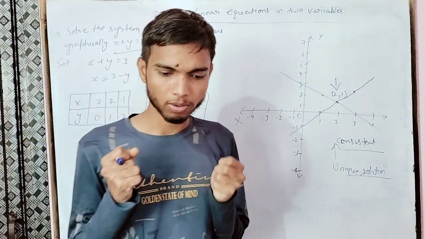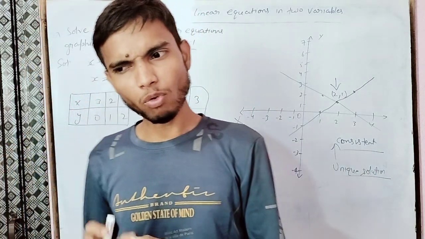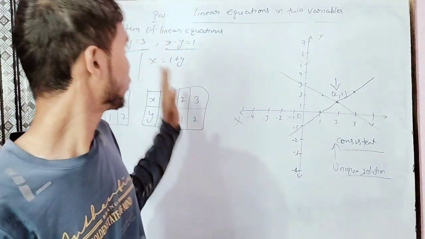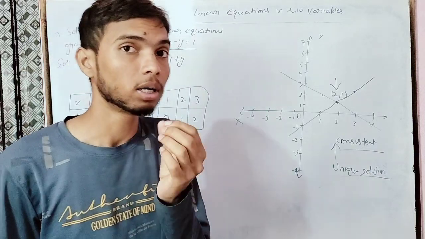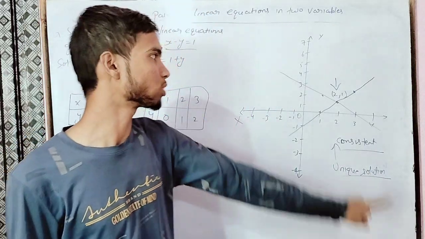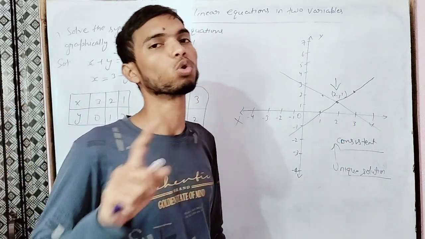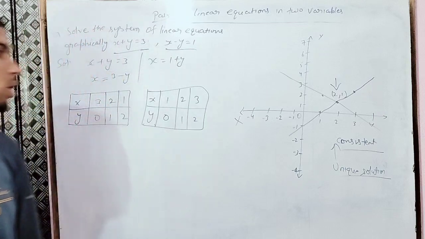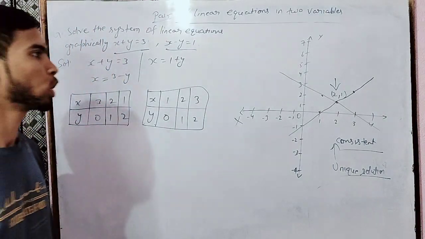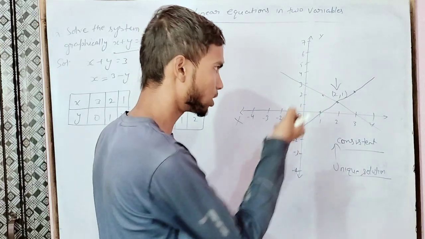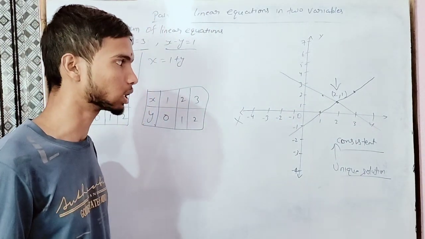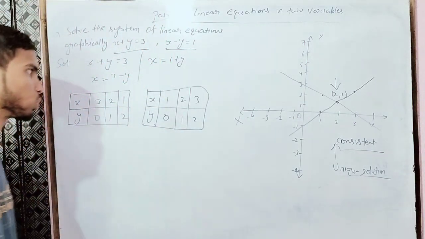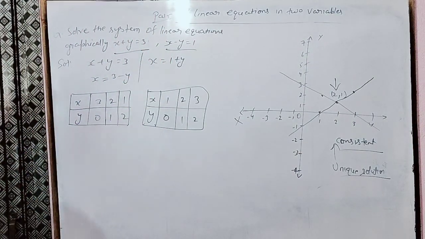It doesn't matter if you find 100 solutions from this linear equation, you would get only one unique solution, which would always be 2 comma 1. This is what we understood from this. So when there is one extra point after the intersection of two lines, then there would be only one unique solution. That's all.